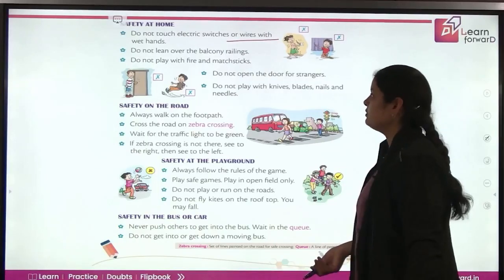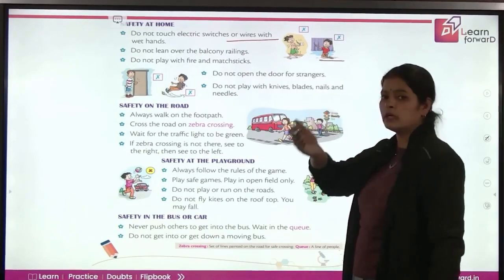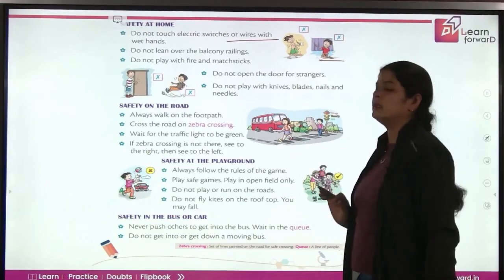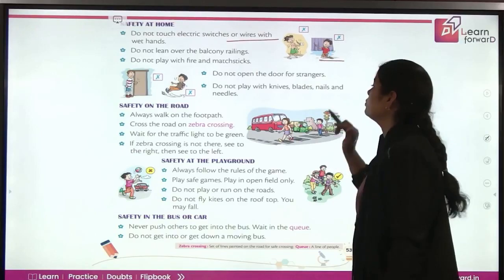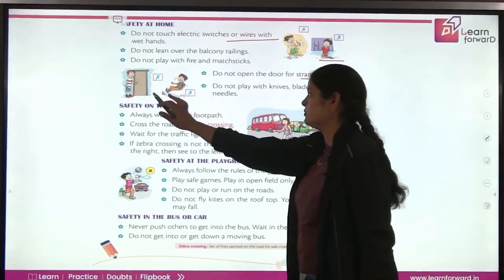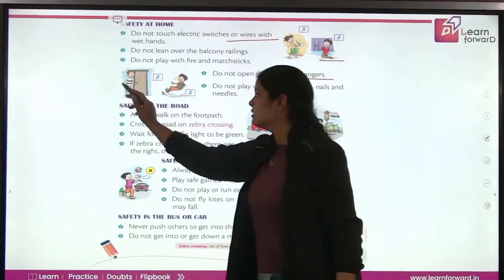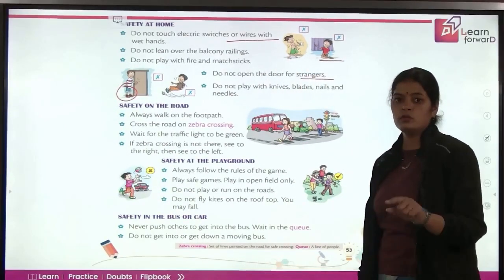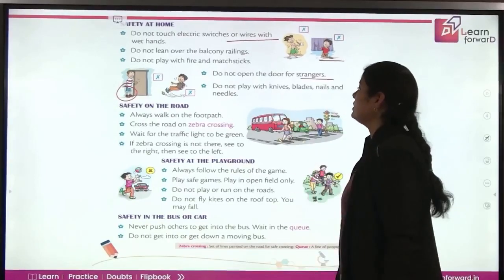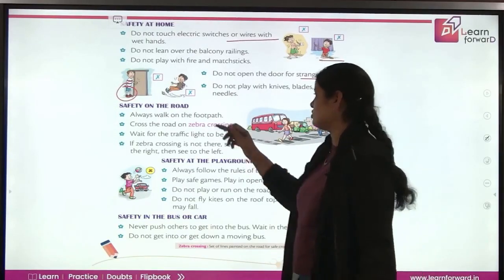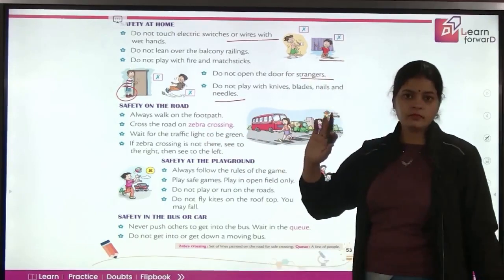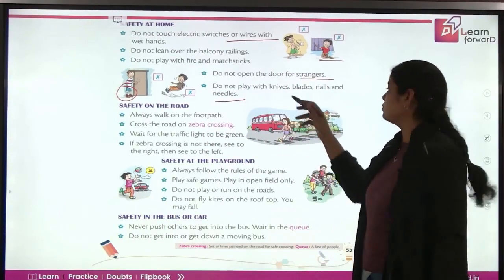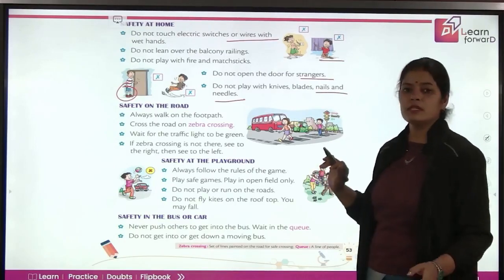Do not play with fire and matchsticks. This is not a thing to play with. It can catch fire, it can harm you. So do not play with these things. Next, do not open the door for strangers. Do not open the door because this man is carrying a knife. If you do not know the person at the door, do not open it. Do not play with knives, blades, nails and such things when you are at home. These are again not things to play with. So do not use them if nobody is around you.